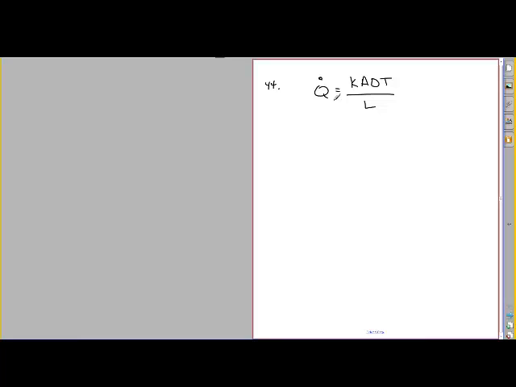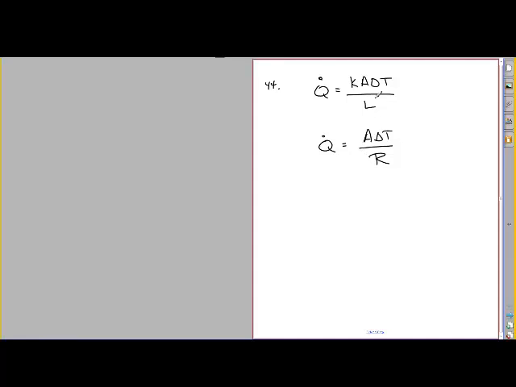So we're actually going to use an R value. The other way of writing this is heat transfer rate equals A delta T over R. The R value is L over K. It turns out that if you add the R values together, you get a total R value.